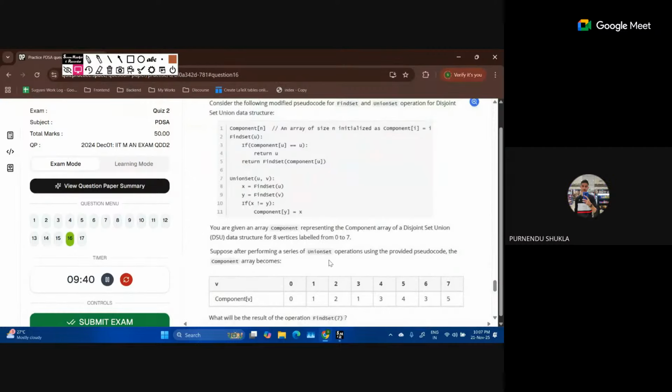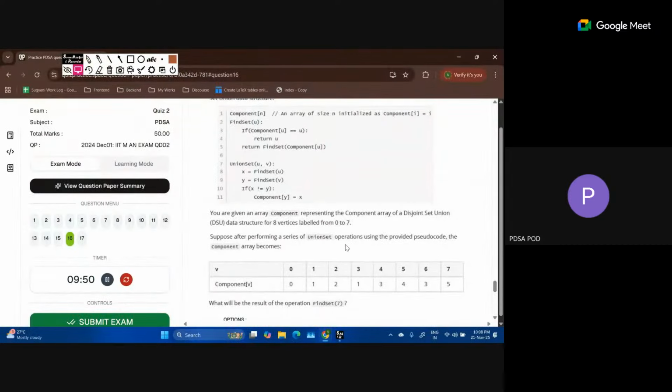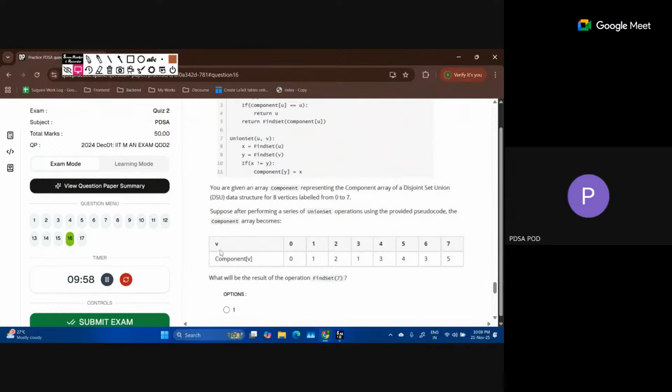Find set for u and find set for v, right? x is equal to find set of u, given the component array representing the component array. Suppose after performing a series of union set operations using the provided pseudocode, the component array becomes this. This is your final component array. This is not the input to the union set; this is the output from the series of union sets.